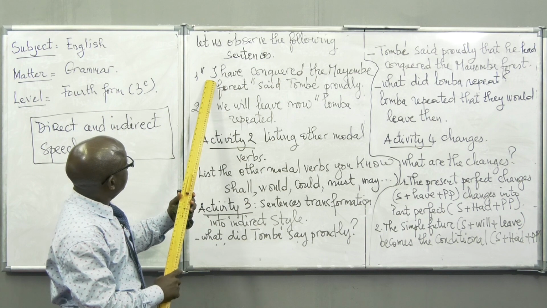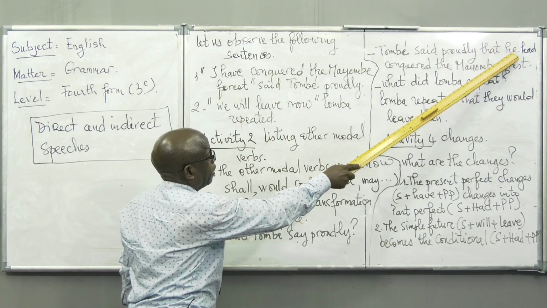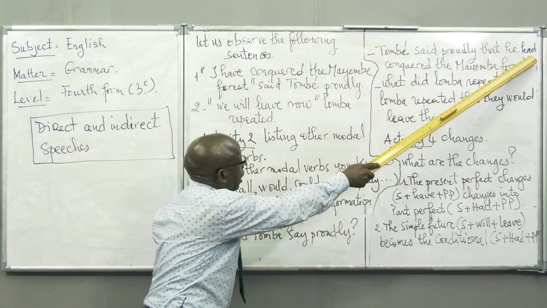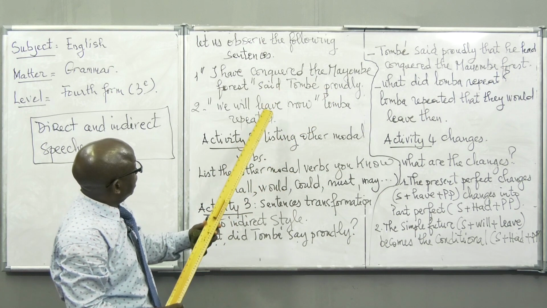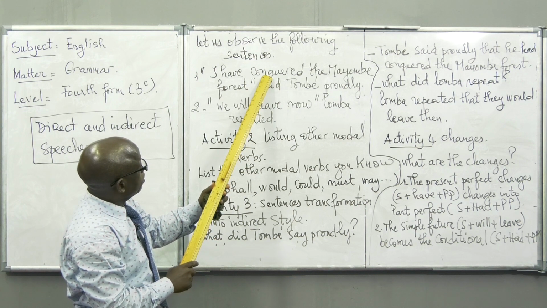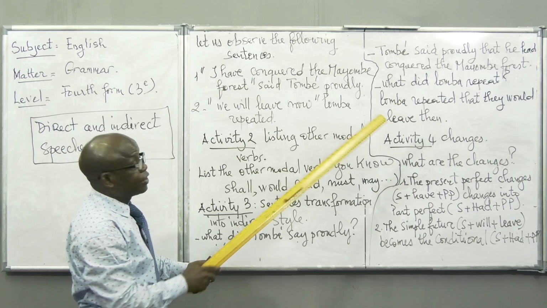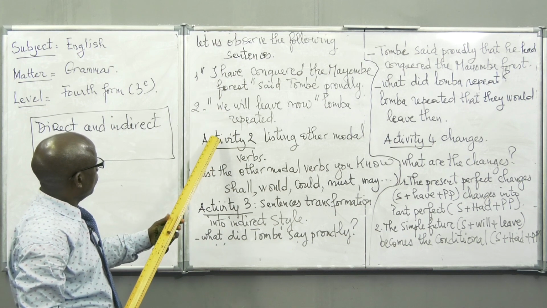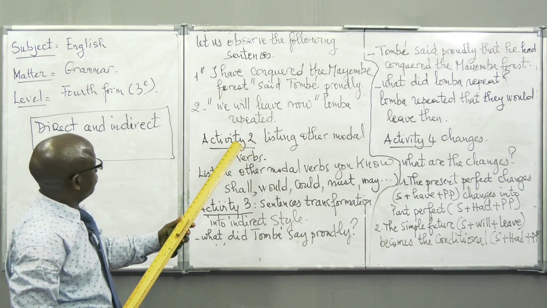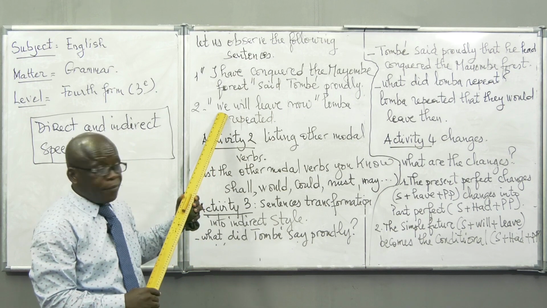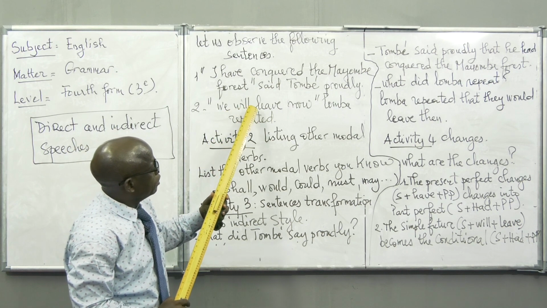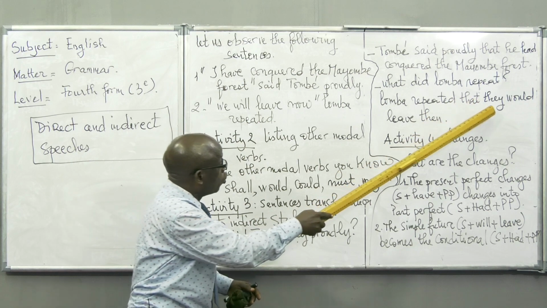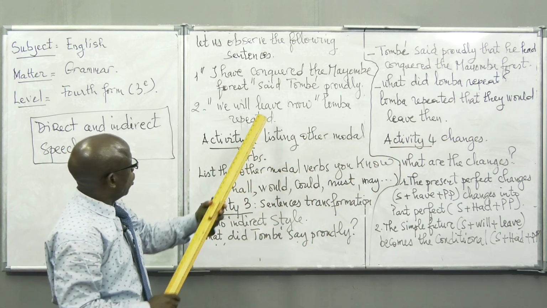First, I changes into he, as you can see. Second, have changes into had. It's the same, but the verb does not change. Now, let's look at sentence number 2. We will leave now, Lomba repeated. We, as you can see, a personal pronoun, becomes they. Will, as a modal verb, becomes would, but there is no change talking about the verb leave.